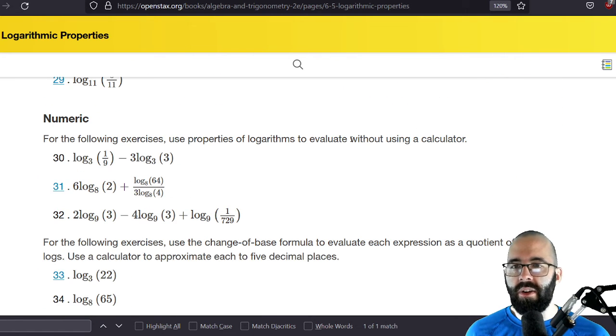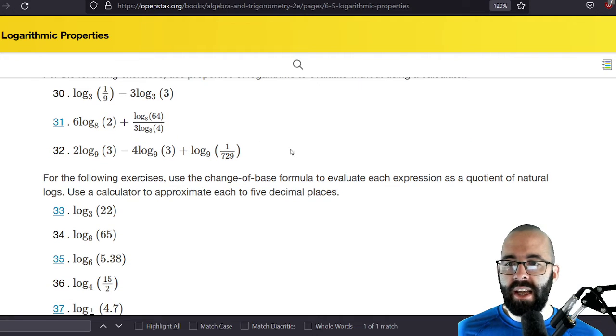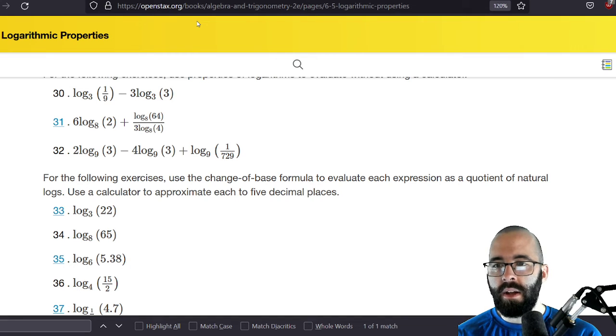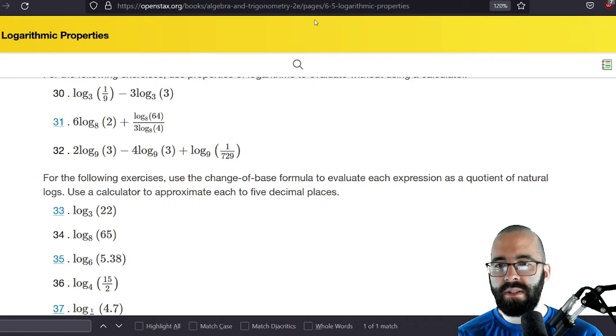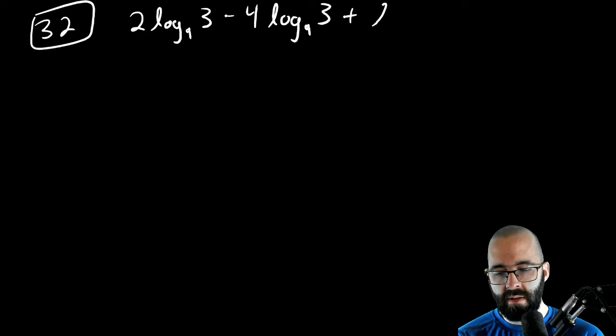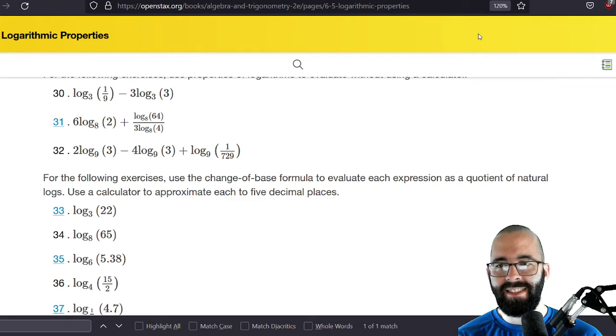Use properties of logarithms to evaluate without using a calculator. 2 log base 9 of 3 minus 4 log base 9 of 3 plus log base 9 of 1 over 729. Was that 729? Yeah.